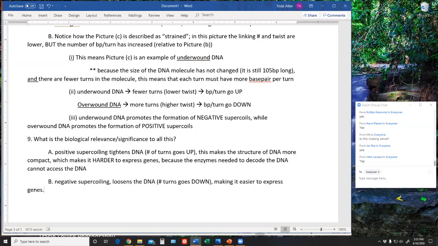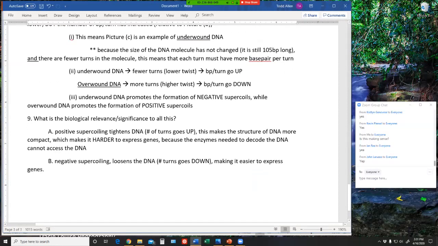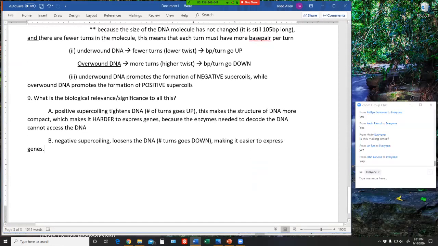All right. Let me finish this out, gang, so we don't go over too much time here. So if you appreciate these statements, positive supercoils compact the DNA, making it easier to turn gene expression off. And negative supercoils loosen the DNA so that the enzymes can access the DNA code. It makes it easier to express genes.